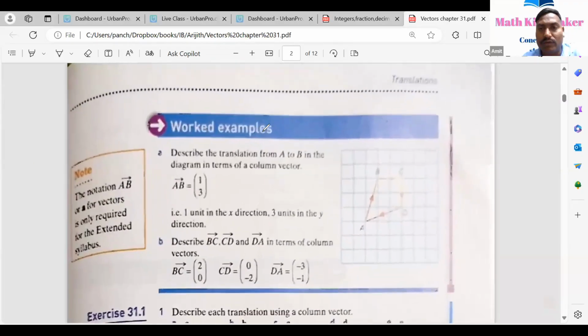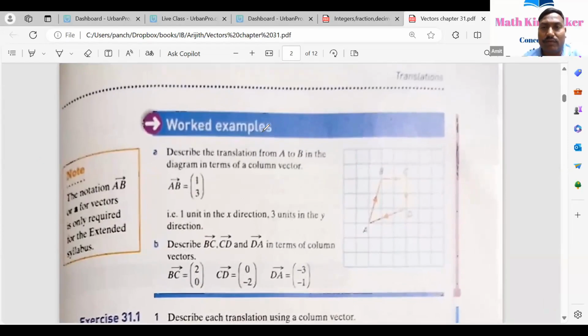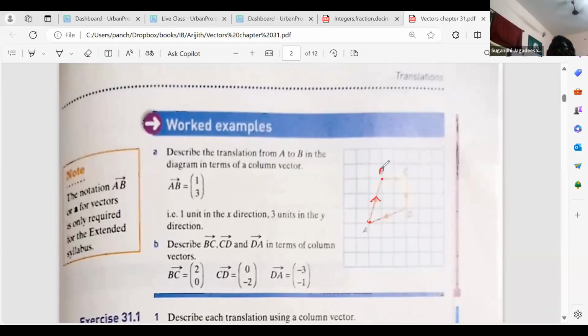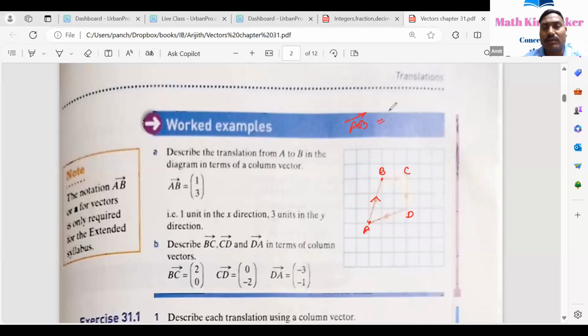So now here we have some vectors. That A vector is in this direction. Can you tell me how we represent this A vector? It will be AB vector. And we represent a vector with an arrow above it. So what is the AB vector?